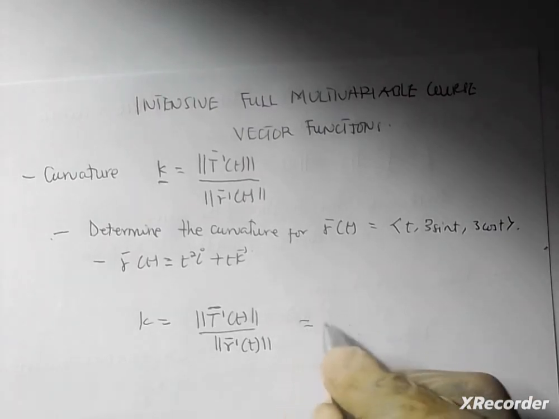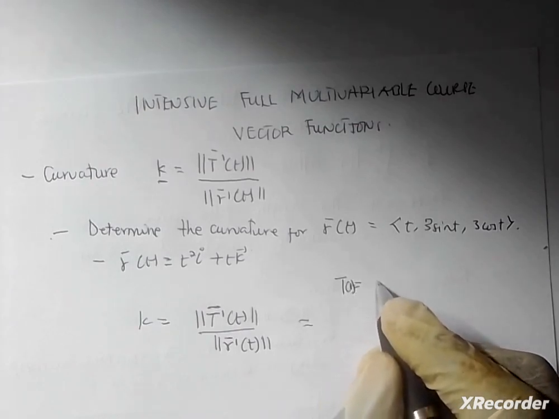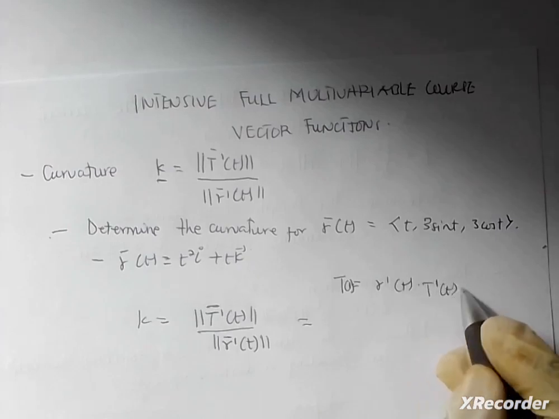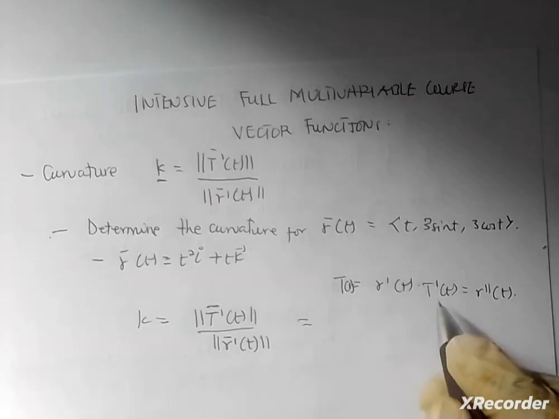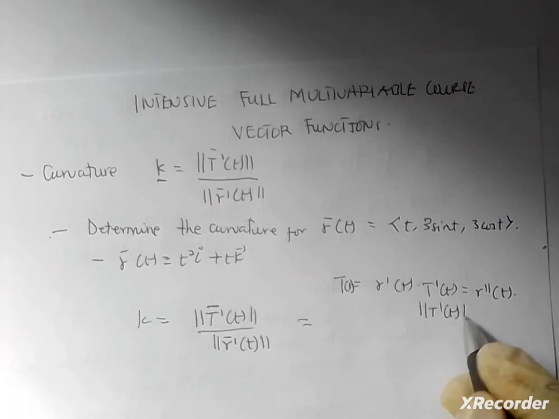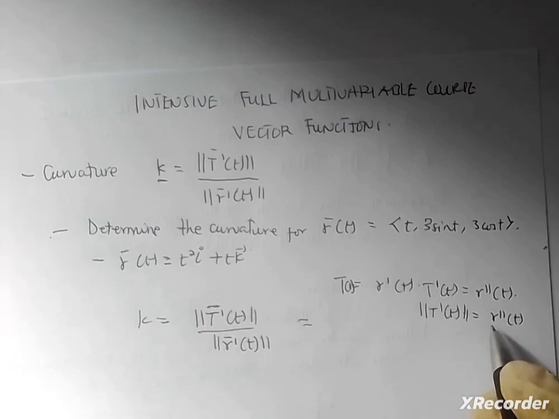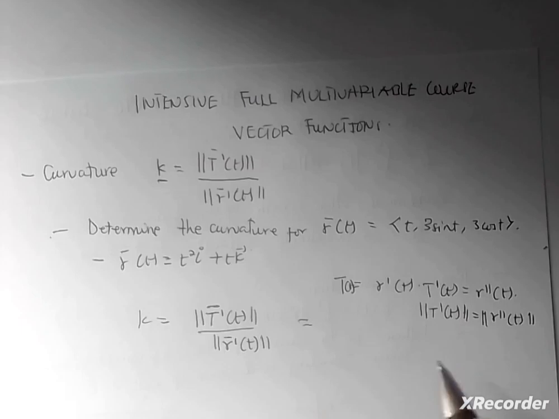But we know that T of t is actually equal to r prime of t. Then T prime of t will be equal to r prime prime of t. When I introduce the length, the length of T prime of t will be equal to the length of r prime prime of t, putting it in the double bars like this. But normally we use the notation with the unit tangent vector and the unit normal vector in play.